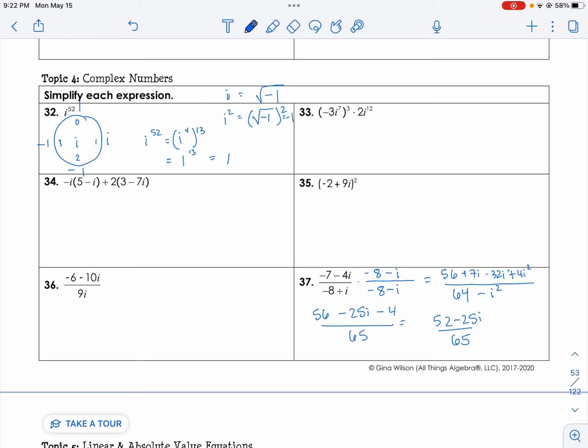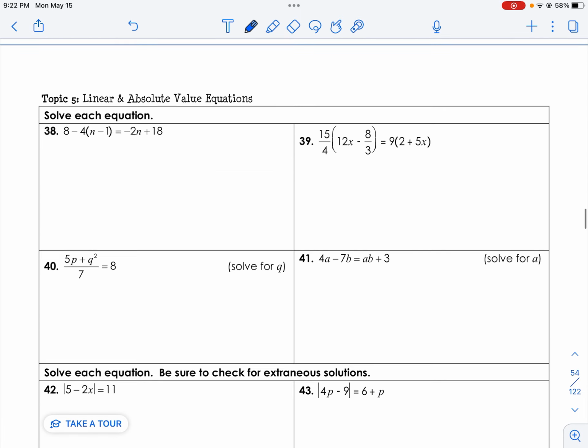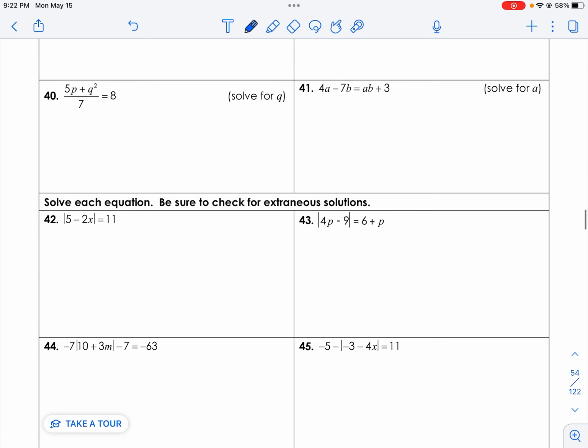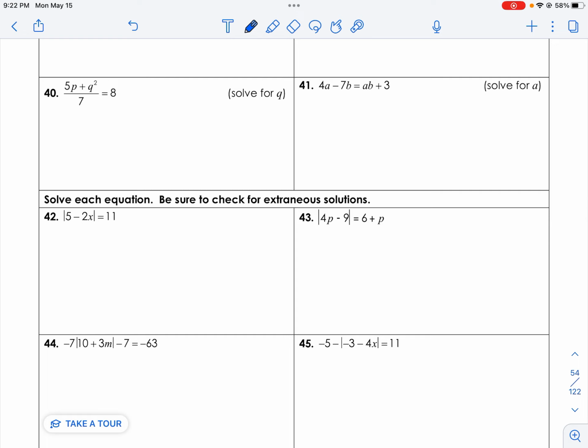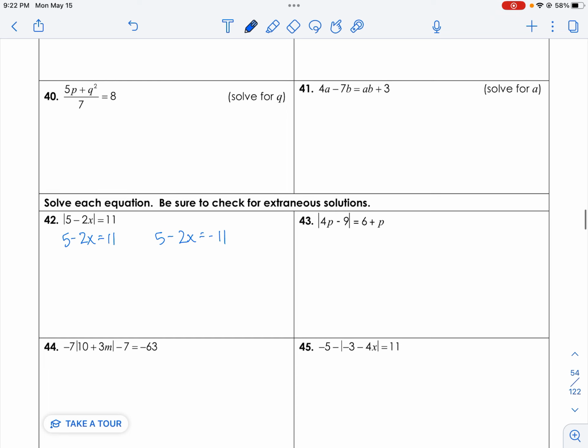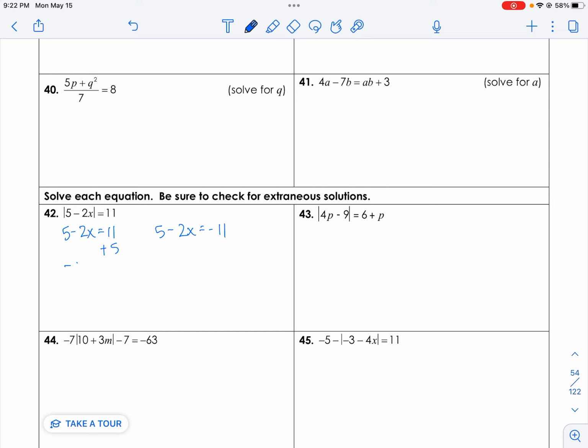Okay. Turning the page, the next question that I would like to look at is 42. So in question 42, we talk about the basics of these absolute value questions. Remembering that when we set up an absolute value, we have to set it equal to the original problem, but we also have to set it equal to its opposite because absolute value means distance. So 5 minus 2x could equal negative 11 because the distance of some value is just 11 units away. So now I add 5 to both sides. Negative 2x equals 16. So x equals negative 8.